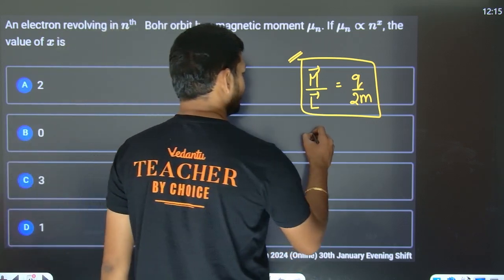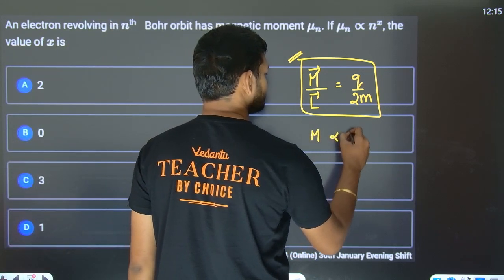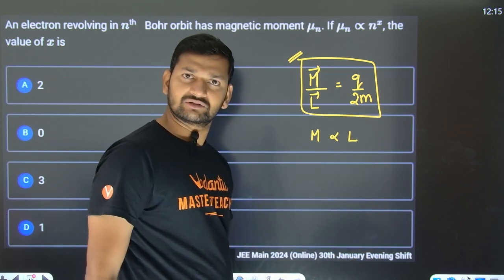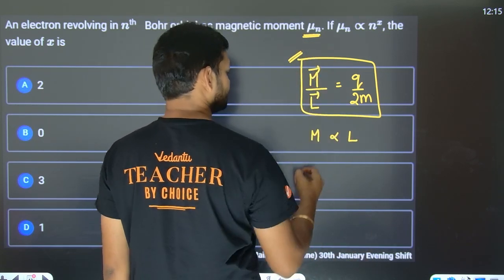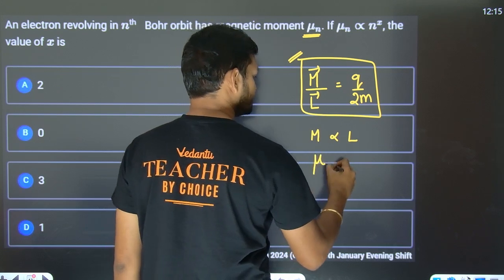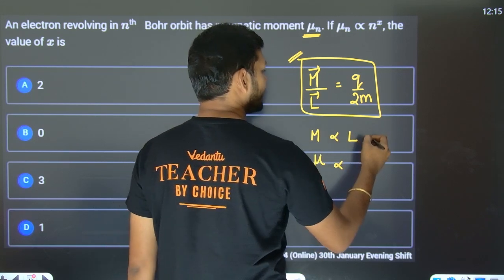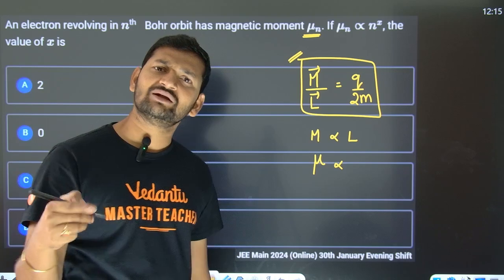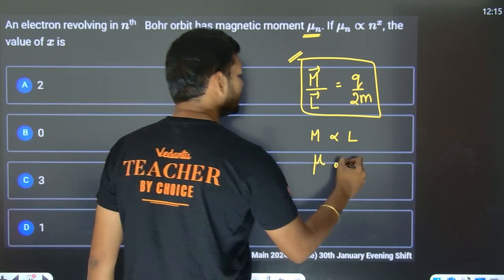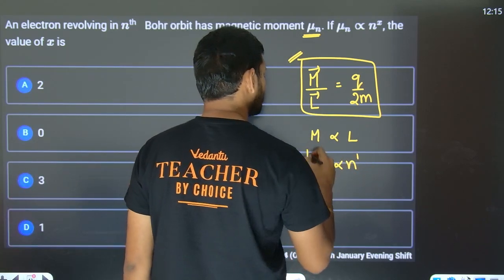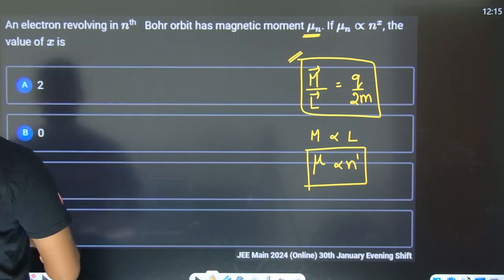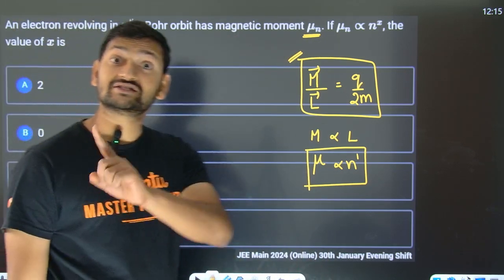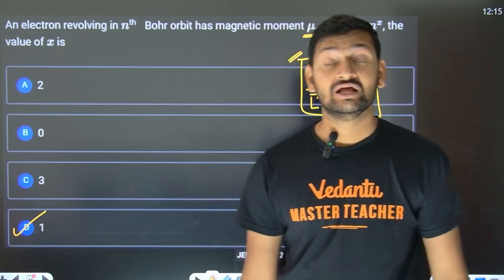So we can say that the magnitude of the magnetic moment is directly proportional to the angular momentum. And that magnetic moment only they are representing with mu. So I'll represent that with mu. It's proportional to angular momentum. And we know angular momentum is nh by 2 pi. So angular momentum is proportional to what? n. So mu should also be proportional to what? n. So mu is proportional to n to the power 1. That means the x value is what? 1. This is direct way of getting to it.